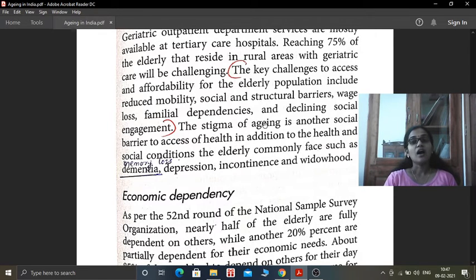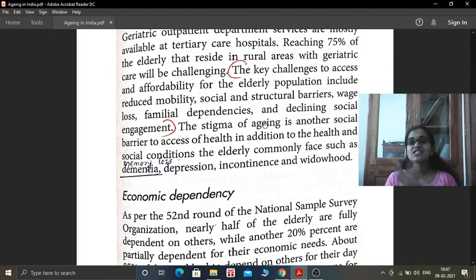Okay, anyway, let's come to the point. So many people do not have accessibility. Sometimes they do not have affordability. The problems are reduced mobility. Reduced mobility means difficulty in movement, lack of transportation facility.